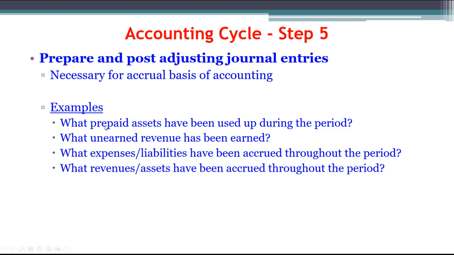So some examples of adjusting journal entries would be, for example, what prepaid assets have been used up during the period, like supplies, insurance, things like that, and we convert it to an expense. What unearned revenue has actually been earned, we convert that piece to a revenue. What expenses or liabilities have been accrued throughout the period, we have to force that recording of it. And what revenues and assets have been accrued throughout the period. All of these will make more sense when we get to the detailed examples.